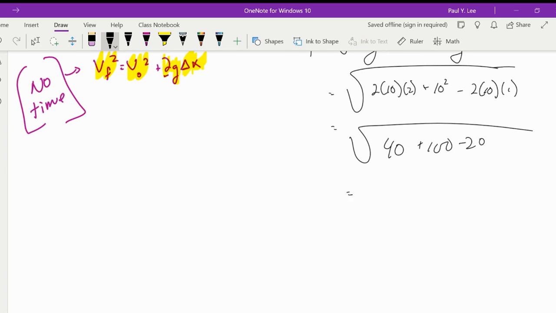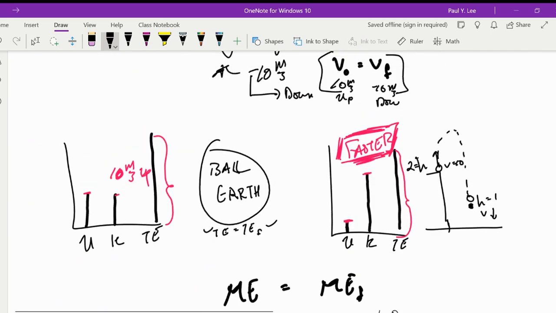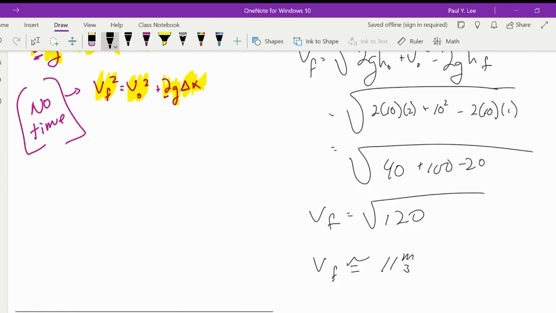Oh my gosh. All right. What is this? Root of 120? What does that give you? More than 11, less than 12. So v final is roughly 11 meters per second, right? Because 11 squared is 121 and this is 120. So it's roughly 11 meters per second. Whoa, look at that. We said it was going to be faster, and it is. 11 is bigger than 10.